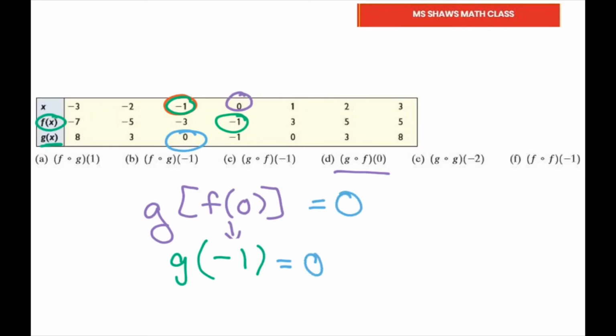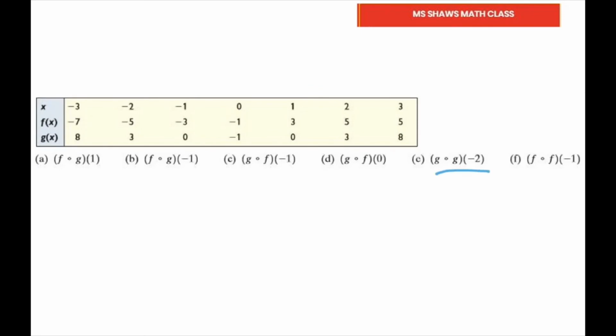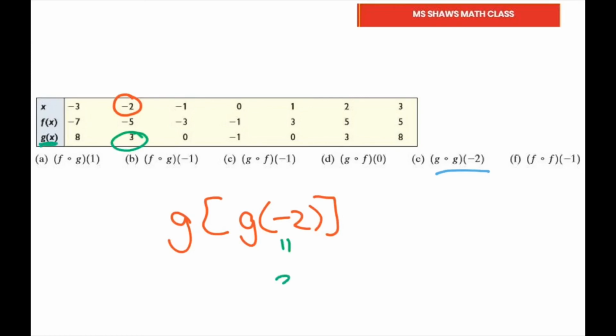Alright, and the next one is this one. So we're going to do g of negative 2. So go to negative 2, and g of negative 2 is 3. So this equals 3. Now go to 3, and g of 3 is 8. So this whole thing equals 8.